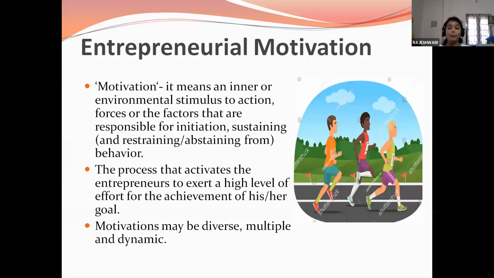They have to put in more effort. They have to put in more effort and more innovation and creation, which means they will get success. Everyone has a different aim, and they will succeed by putting in more effort. That is the entrepreneurial motivation. So this is the entrepreneurial performance.